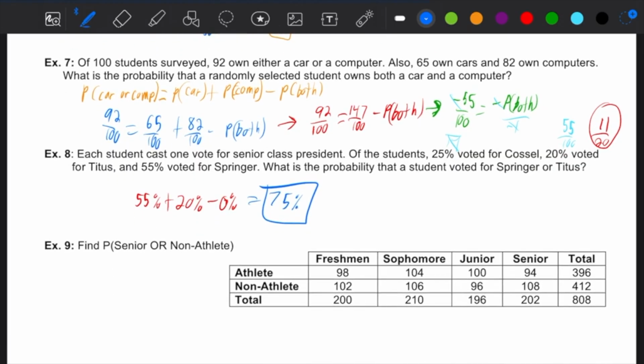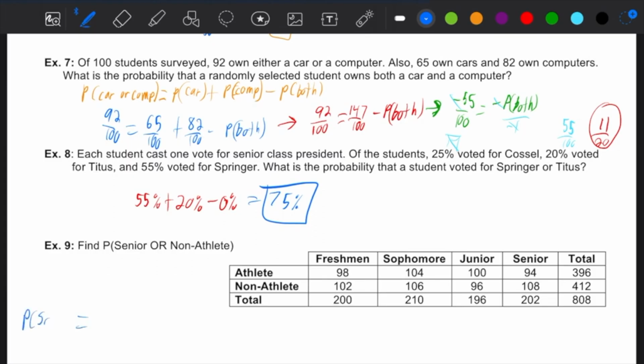So our last example for this section, find the probability that someone is a senior or a non-athlete. So here we have a table. Here's all the seniors, including those that are athletes and non-athletes, and then just non-athletes, and then the total number of seniors.